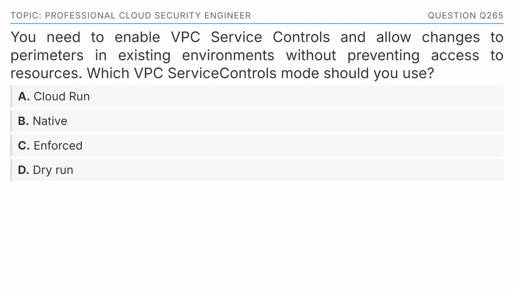You need to enable VPC service controls and allow changes to perimeters in existing environments without preventing access to resources. Which VPC service controls mode should you use? The options are: Option A, Cloud Run. Option B, Native. Option C, Enforced. Option D, Dry Run.